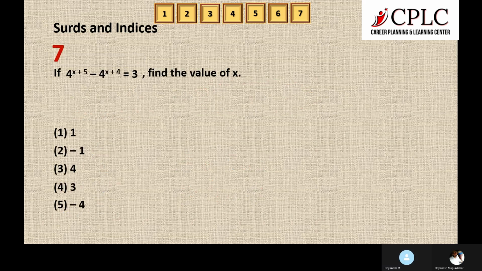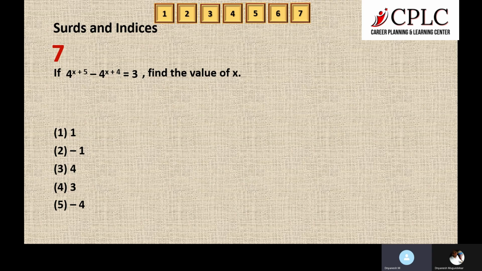Seventh one: 4 raised to x plus 5 minus 4 raised to x plus 4 is equal to 3. Find the value of x. There are 2, 3 approaches. One is you substitute the value of x from the options and check which value satisfies, and you get your answer. The second way, you actually simplify this expression and then find the answer. The third one is a smart option that I'm going to discuss.